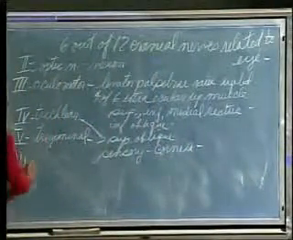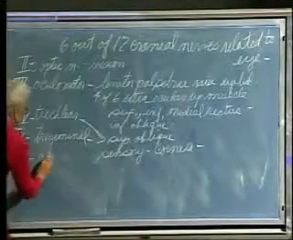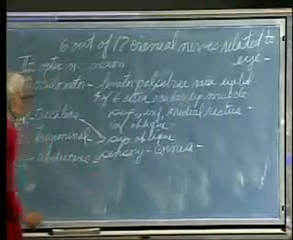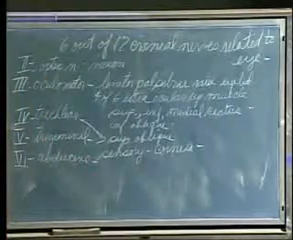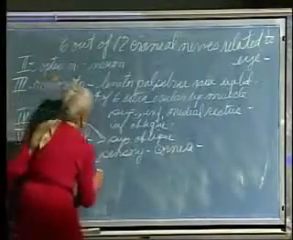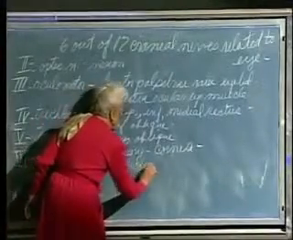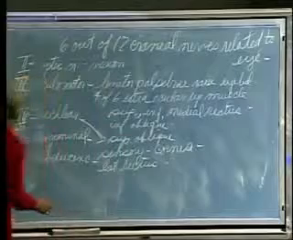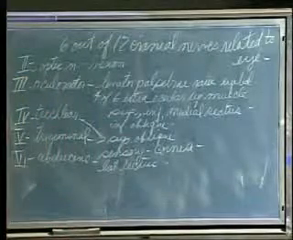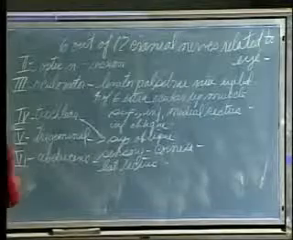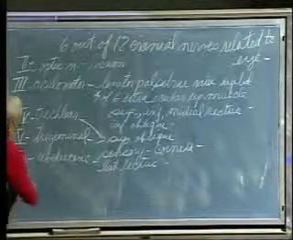Sixth nerve, what's it called? Abducens. You remember what it does? What muscle's it going to? Lateral rectus, right. And let's see, we've got 2, 4, 6. We need one more. 7.